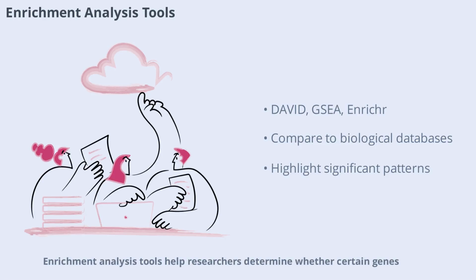Enrichment analysis tools help researchers determine whether certain genes, proteins, or pathways are overrepresented in a network. Tools like DAVID, GSEA, and Enrichr are commonly used for this purpose. These tools compare your network to known biological databases, highlighting significant patterns. Enrichment analysis is a powerful way to connect network structure with biological function, guiding further experiments and interpretation.